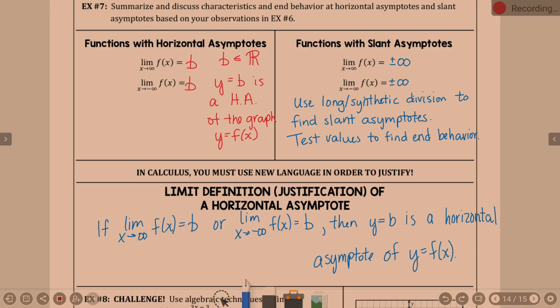I feel like sometimes they've even skipped number 8 when I'm out of time because it says challenge. Are we ready for number 8?